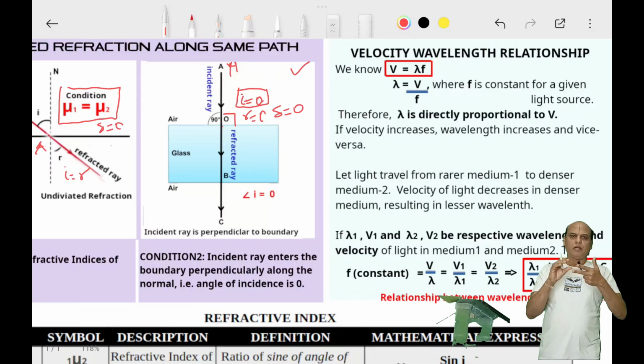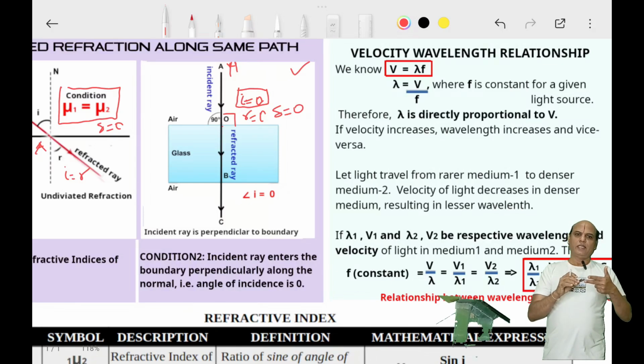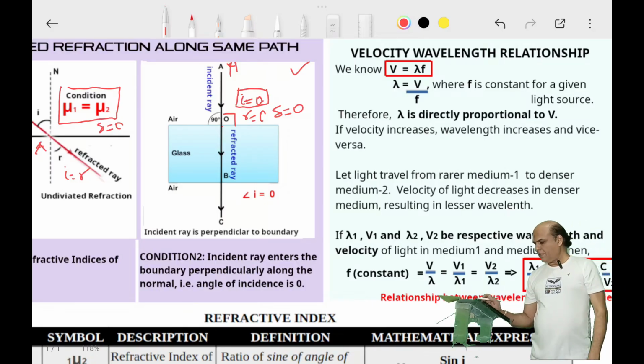The reason being, I'll draw an analogy. For example, there is a taller man, so his single step will cover more distance. So the single step of a walking man is analogous to wavelength, and the distance walked per second is analogous to velocity. So if the man is taking longer steps, he will travel more distance. This analogy applies to wavelength and velocity of light. So if the wavelength is less, velocity of light will be less. If the wavelength is more, velocity of light will be more.